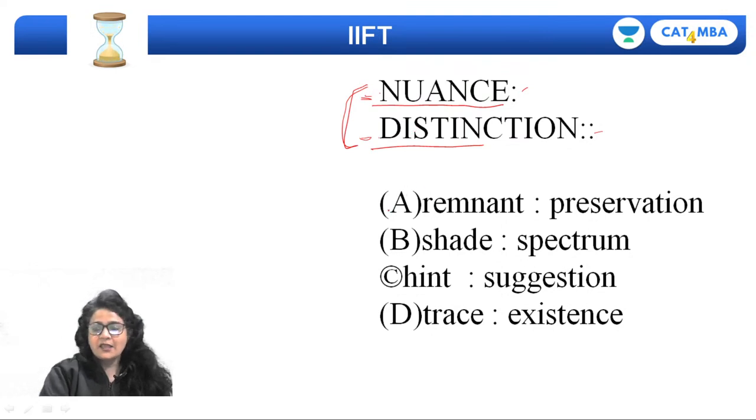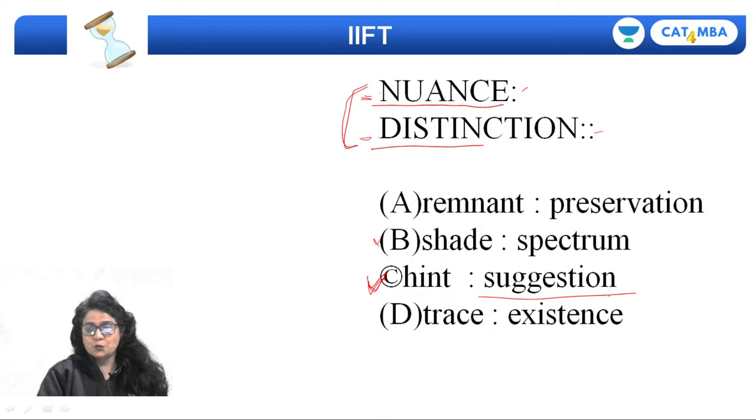Answer is not A. No, that's not B either. Answer is hint and suggestion. Hint, I'm giving you clues indirectly. I'm trying to imply something. I'm not giving you clear indication, but I'm just implying, that is giving hint. Suggestion, very clearly telling somebody what to do.